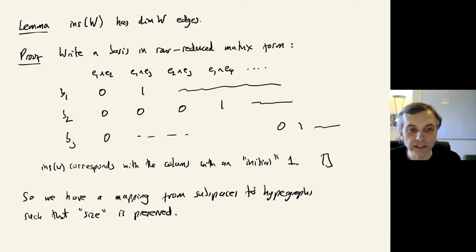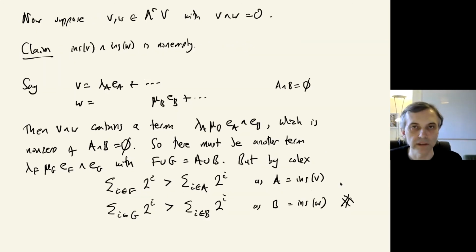Okay, so what this gives us then is a mapping from subspaces to hypergraphs, preserving size in some sense, so dimension and cardinality. Right.